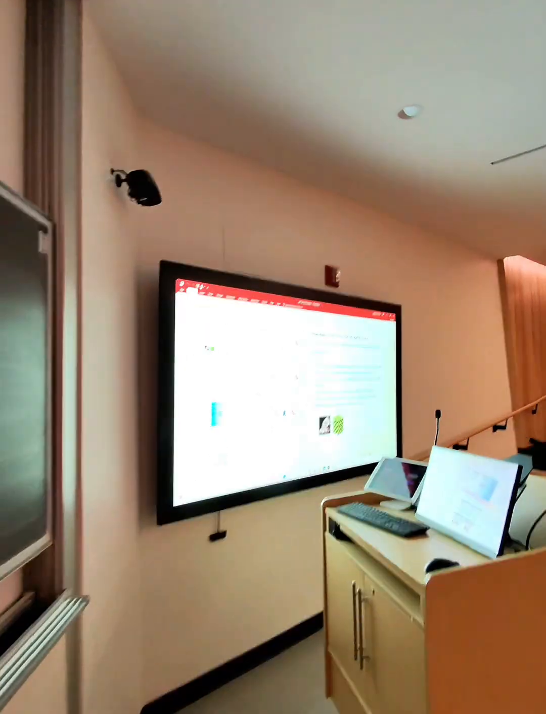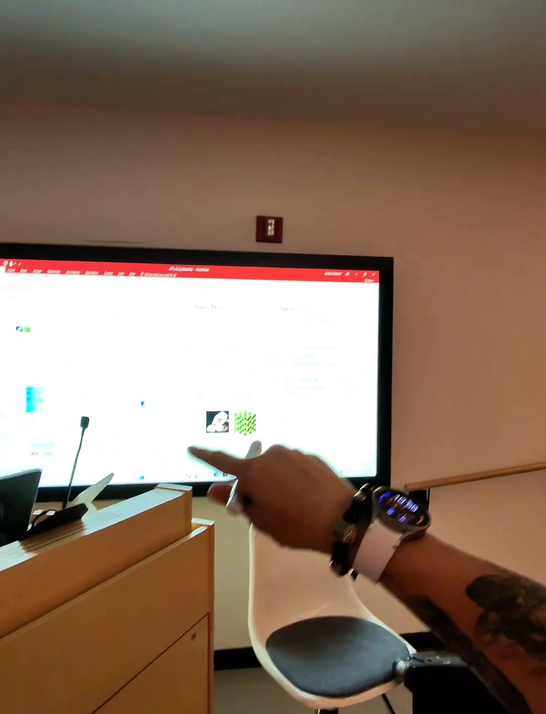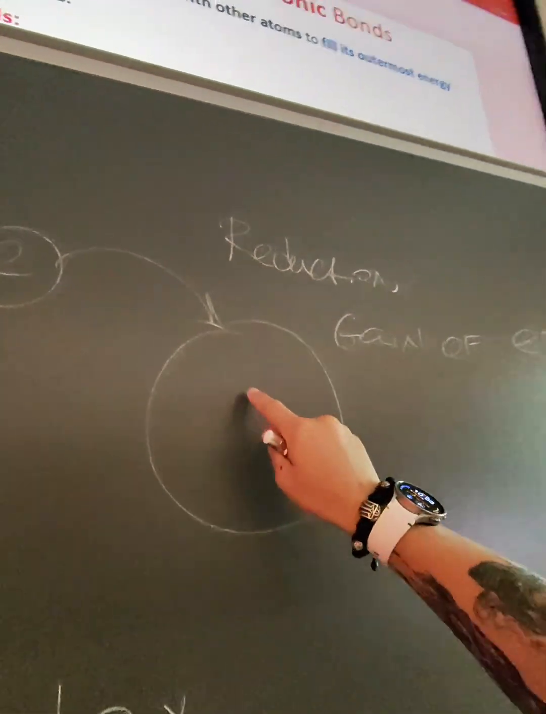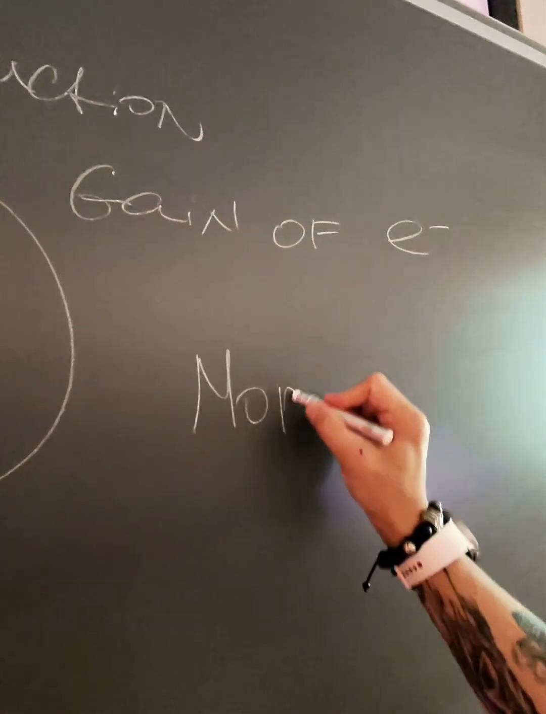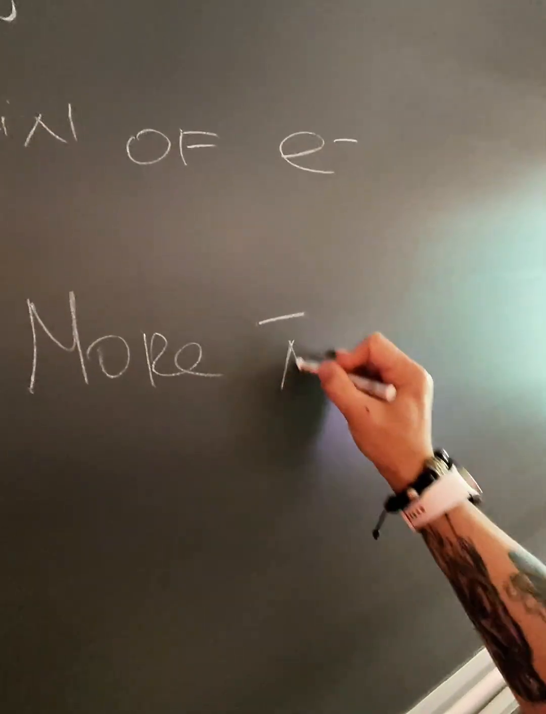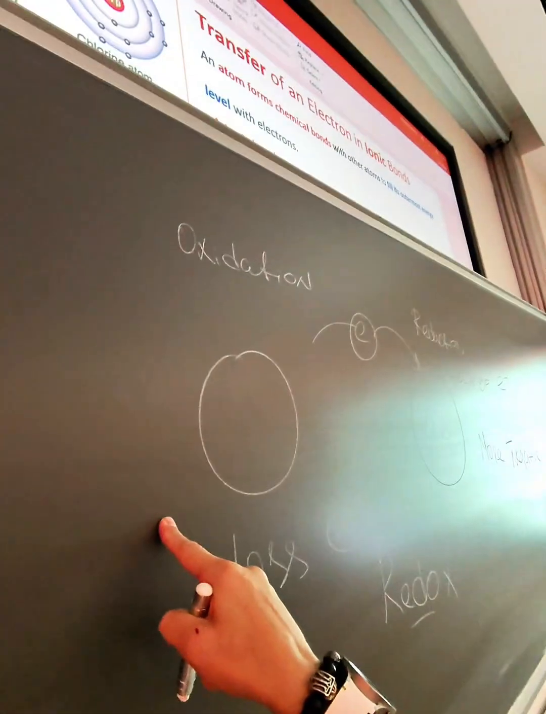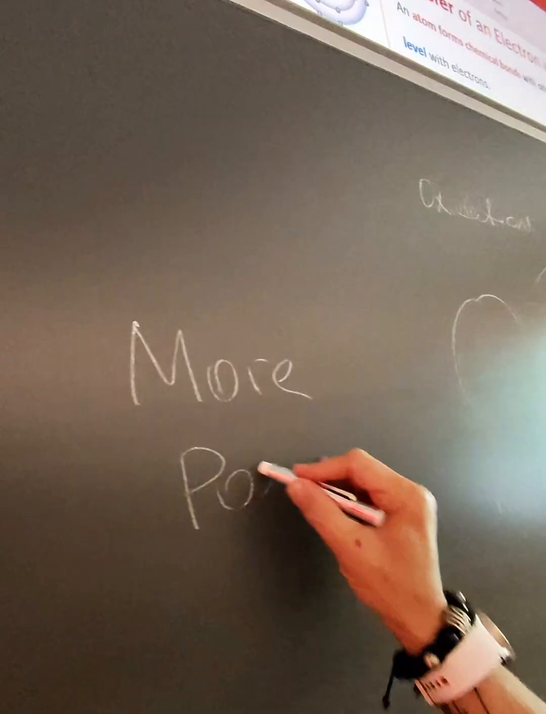What you see here on the board is an ionic reaction. The electron is being transferred from one element to another element. So what happens when one gains an electron? It becomes more negative. When one loses an electron, it becomes more positive. Why is it so?